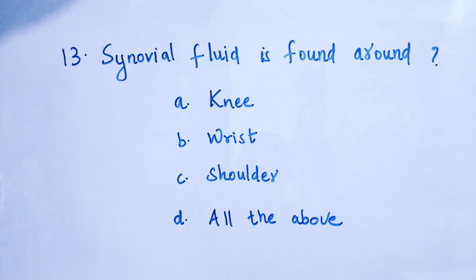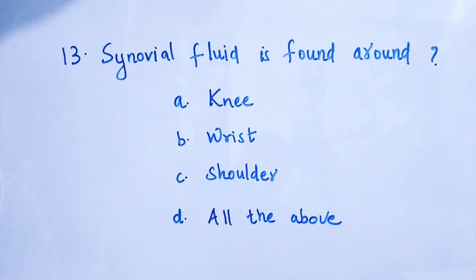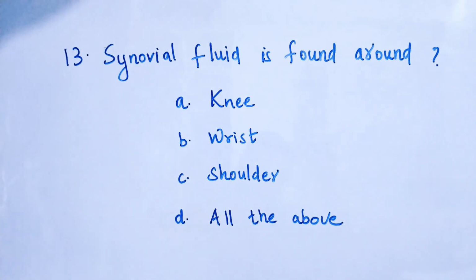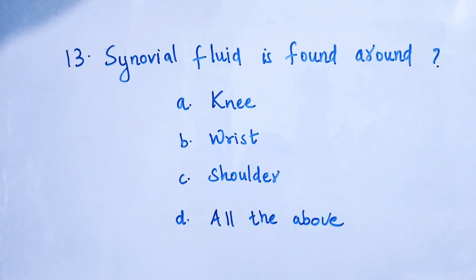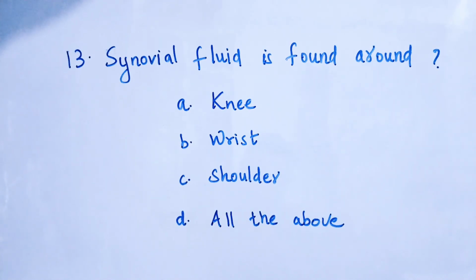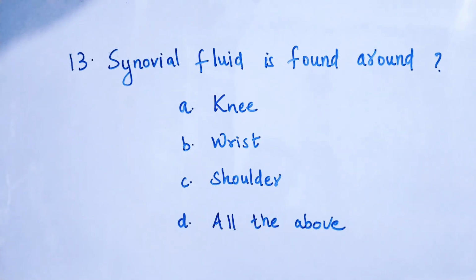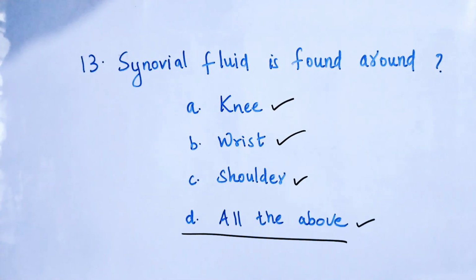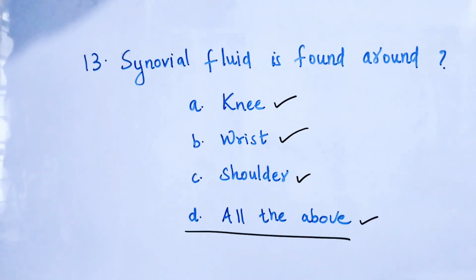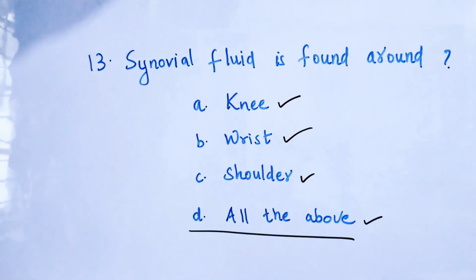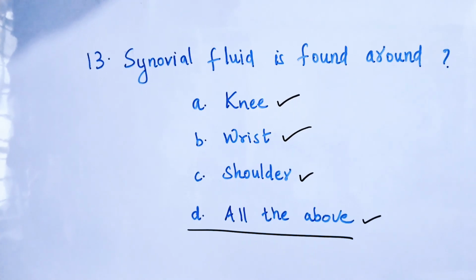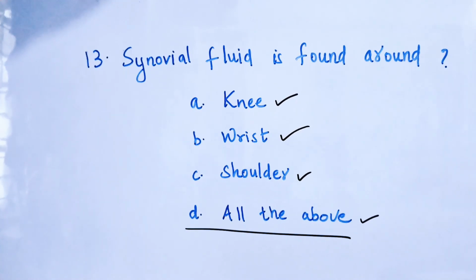Question number 13. Synovial fluid is found around option A, knee, option B, wrist, option C, shoulder, option D, all the above. The right answer is option D, all the above. Synovial fluid is found around knee, wrist and shoulder.